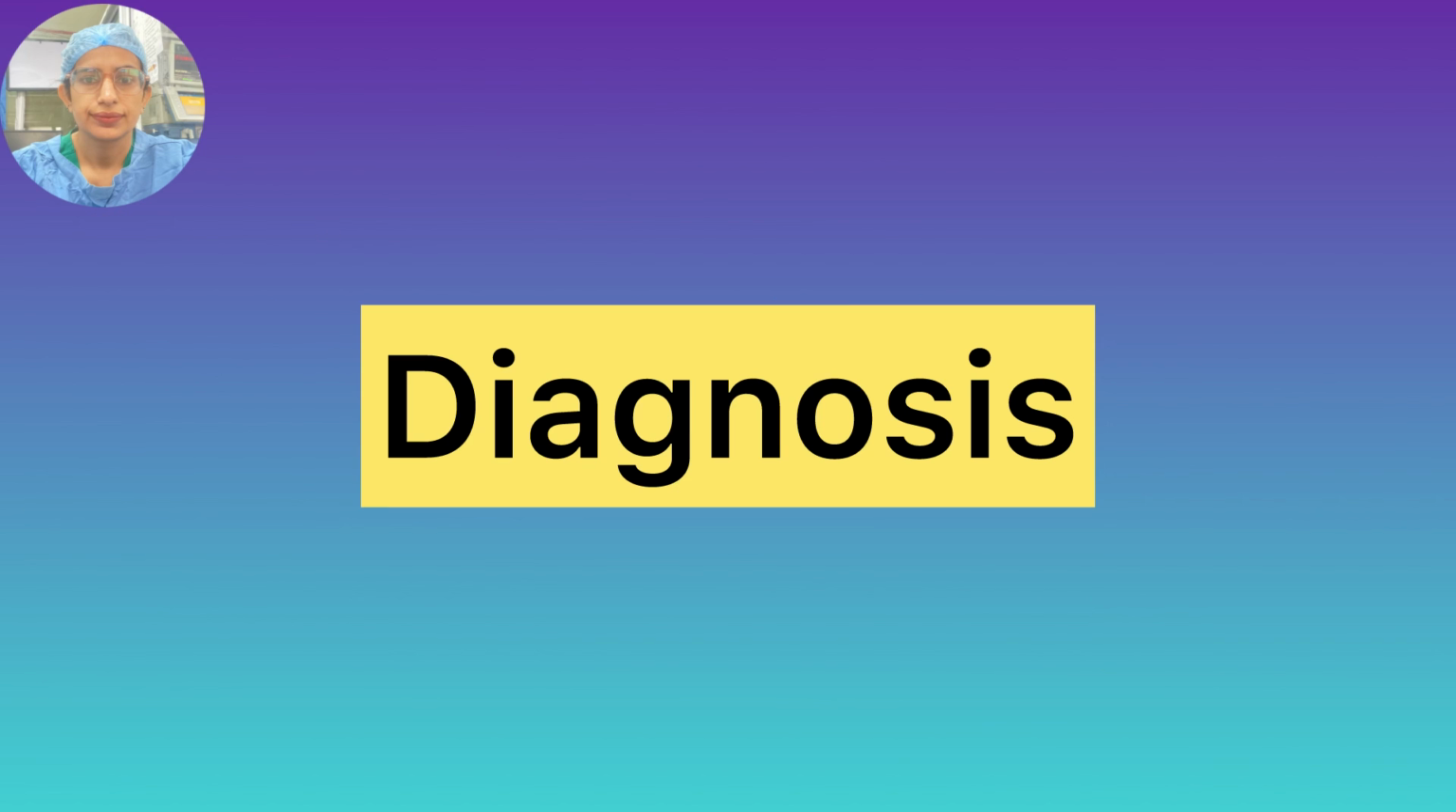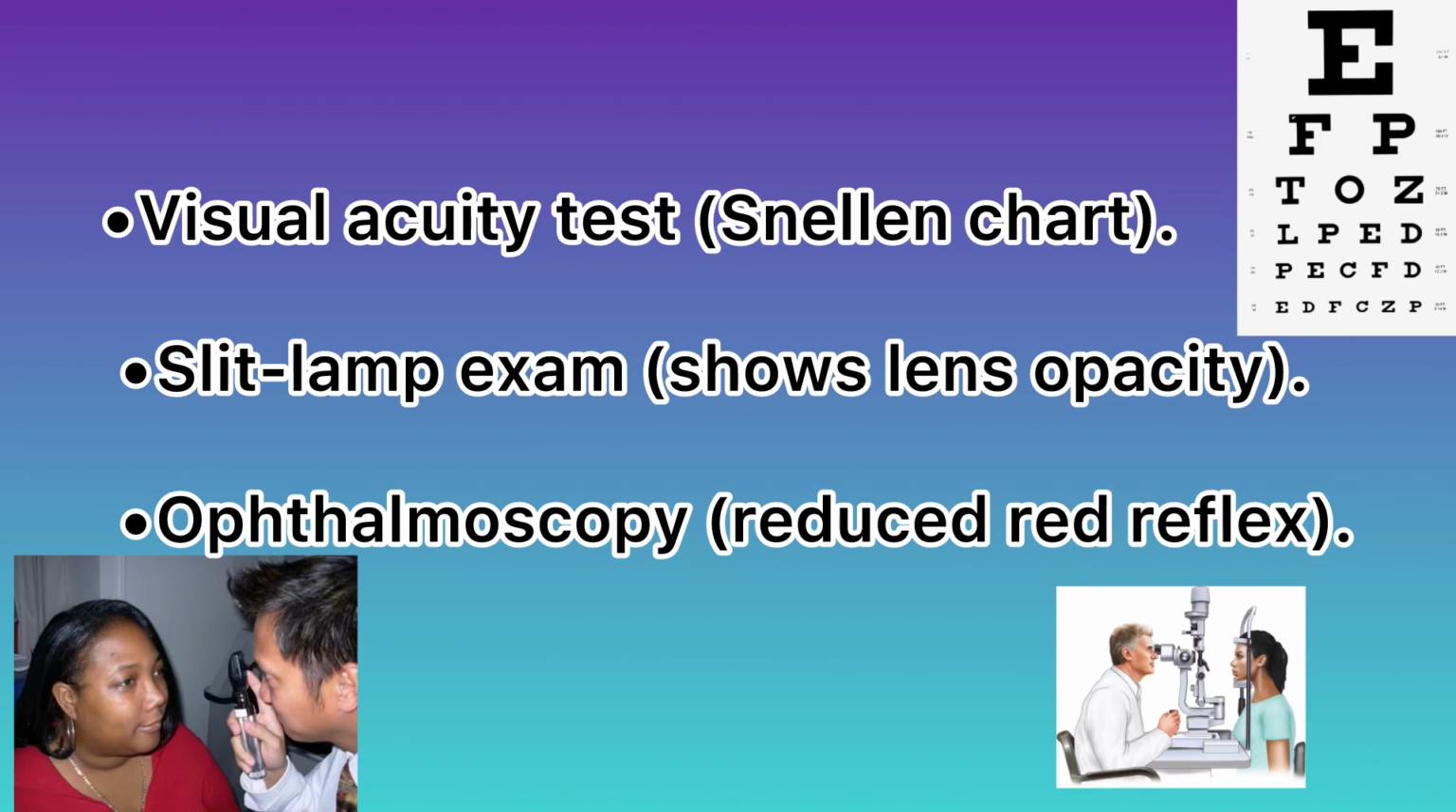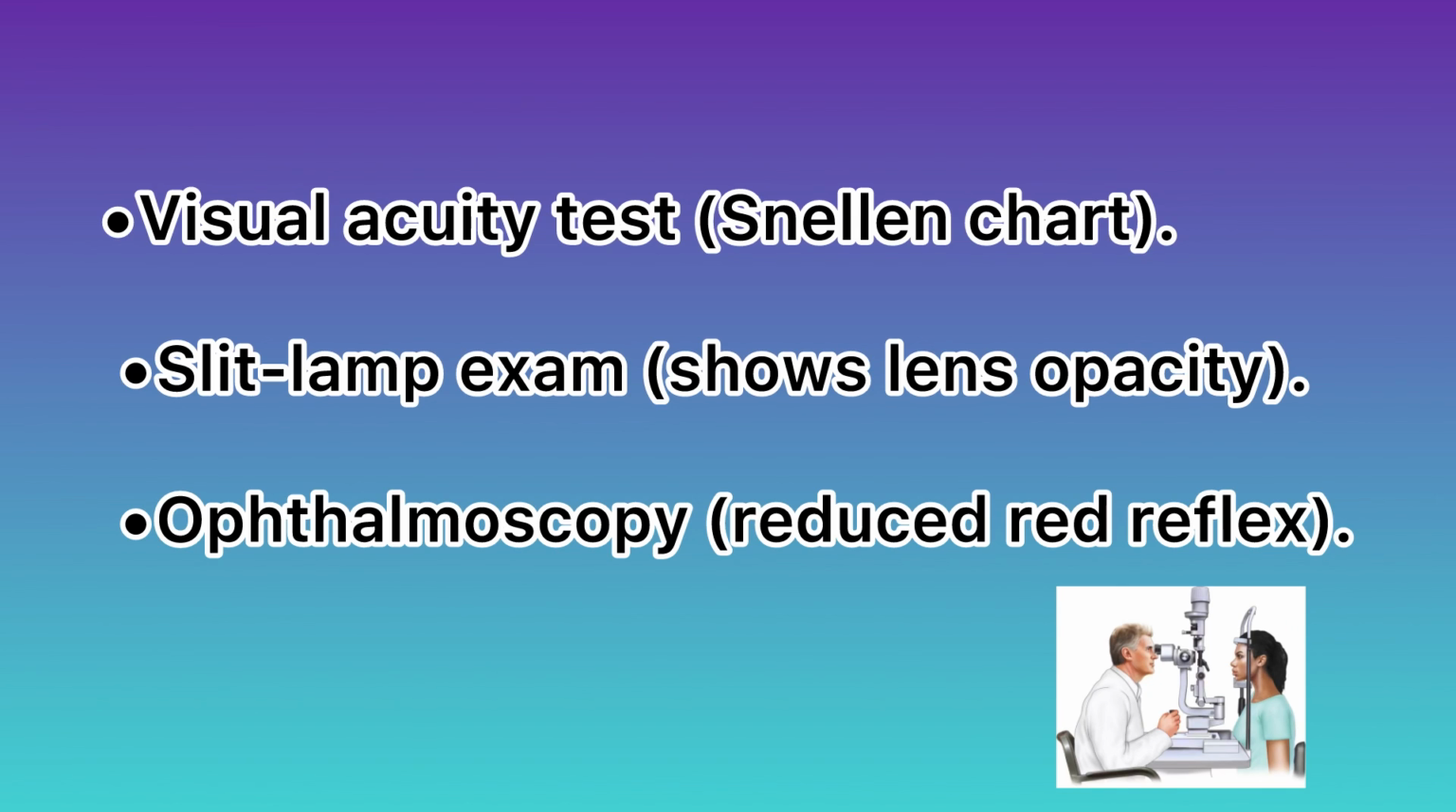So how can we diagnose cataract? We use a visual acuity test with the help of a Snellen chart, a slit lamp exam that shows the lens opacity, and ophthalmoscopy, which shows reduced red reflexes.